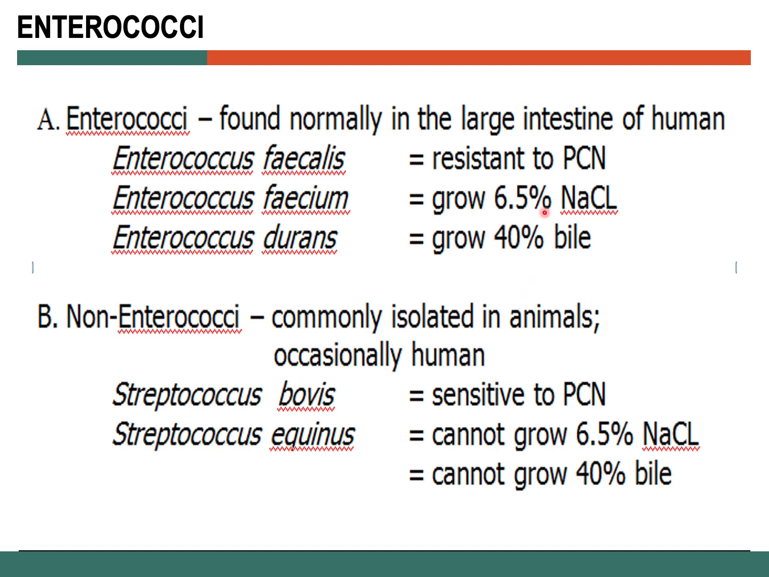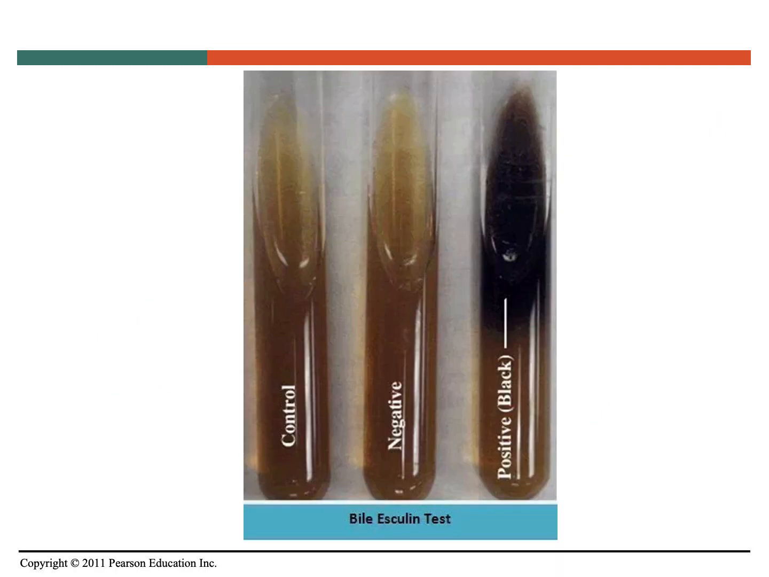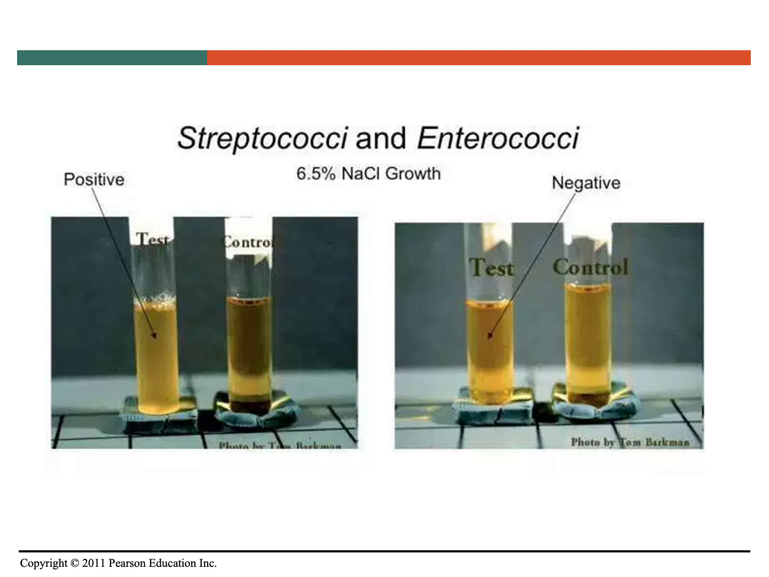So these are tested with the following biochemical tests. We'll discuss that on the next succeeding slides. So this is an example of your bile esculin test. Positive bile esculin are your Enterococcus species. This one here is your 6.5% NaCl growth. Positive result is turbidity. Negative result is non-turbid.